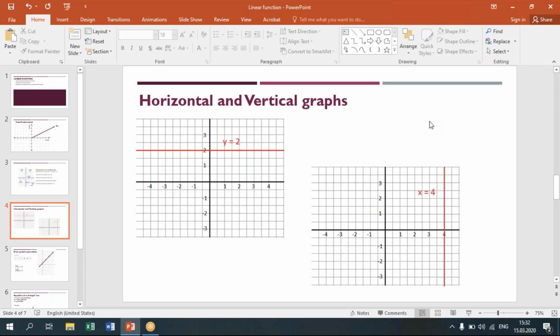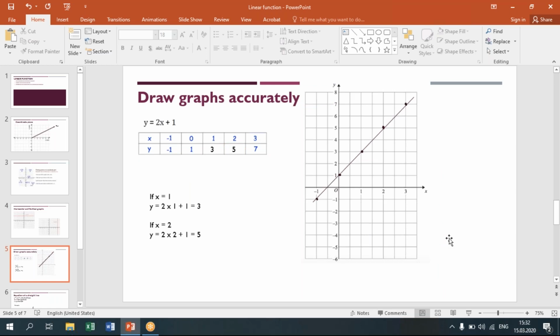Next, if it will be an equation like x is equal to 4, it means we have to find on x-axis point 4. 1, 2, 3, 4, positive value, right side from origin. Then we have to draw a line through this point, and it will be the graph for this equation x is equal to 4. And again, the same thing. We know that x is the horizontal line, x-axis I mean, but the graph for x is equal to 4 will be vertical.